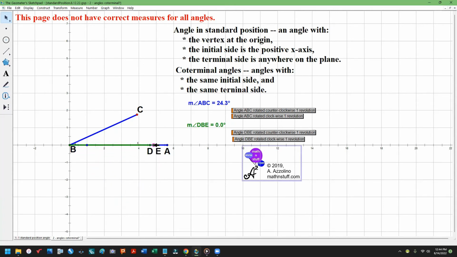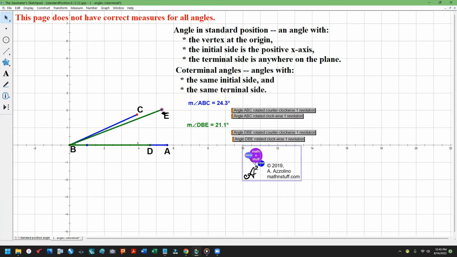If I went in a counterclockwise direction and turned it so it ended on the terminal side of the blue angle, that's pretty close. That's what I can get them here. These angles are now coterminal. They have the same vertex, initial side, and terminal side.